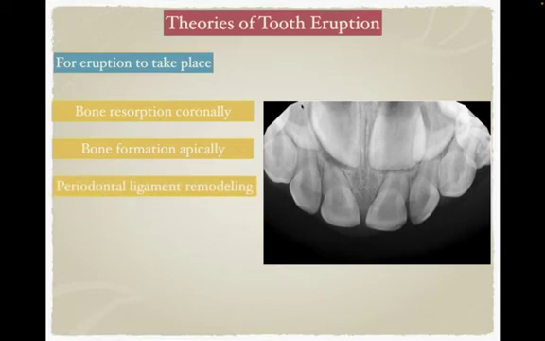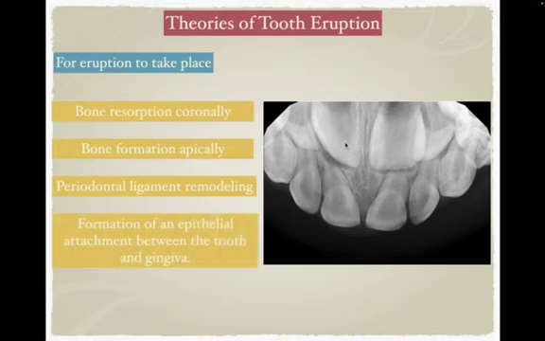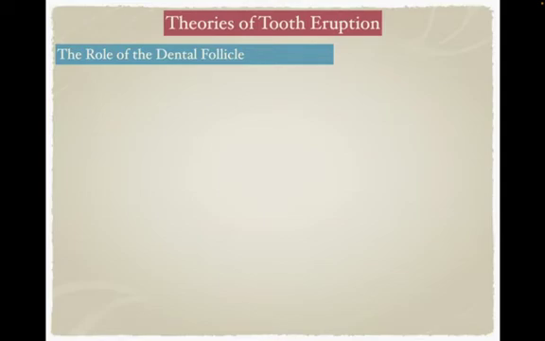And also, the periodontal ligament that is surrounding this tooth has to be remodeled to accommodate this amount of tooth movement. And the last thing is that the epithelium, the gingival margin and all that, has to go with this amount with the eruption. So what are the theories of tooth eruption?